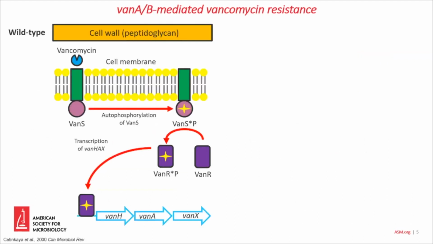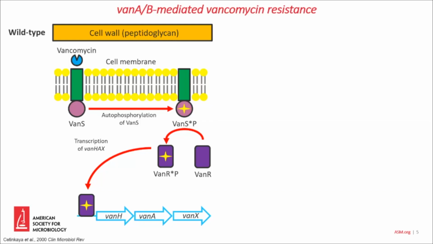The vanA, vanB mediated vancomycin resistance mechanism is inducible. So what does that mean? Ultimately, what it means is that vancomycin can turn on the genes that encode the expression of enzymes that confer resistance to vancomycin. So vancomycin is sensed by a protein called VanS.